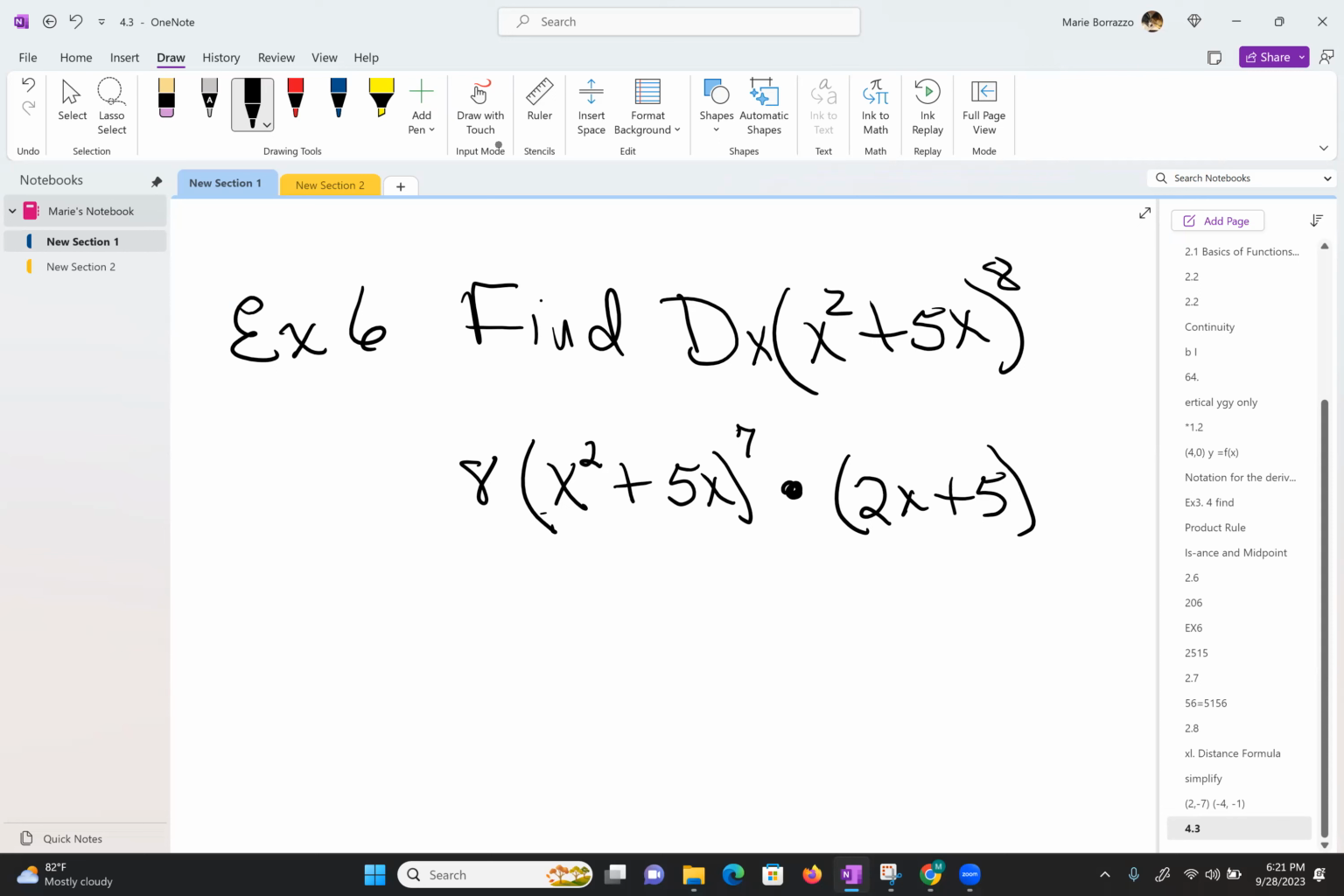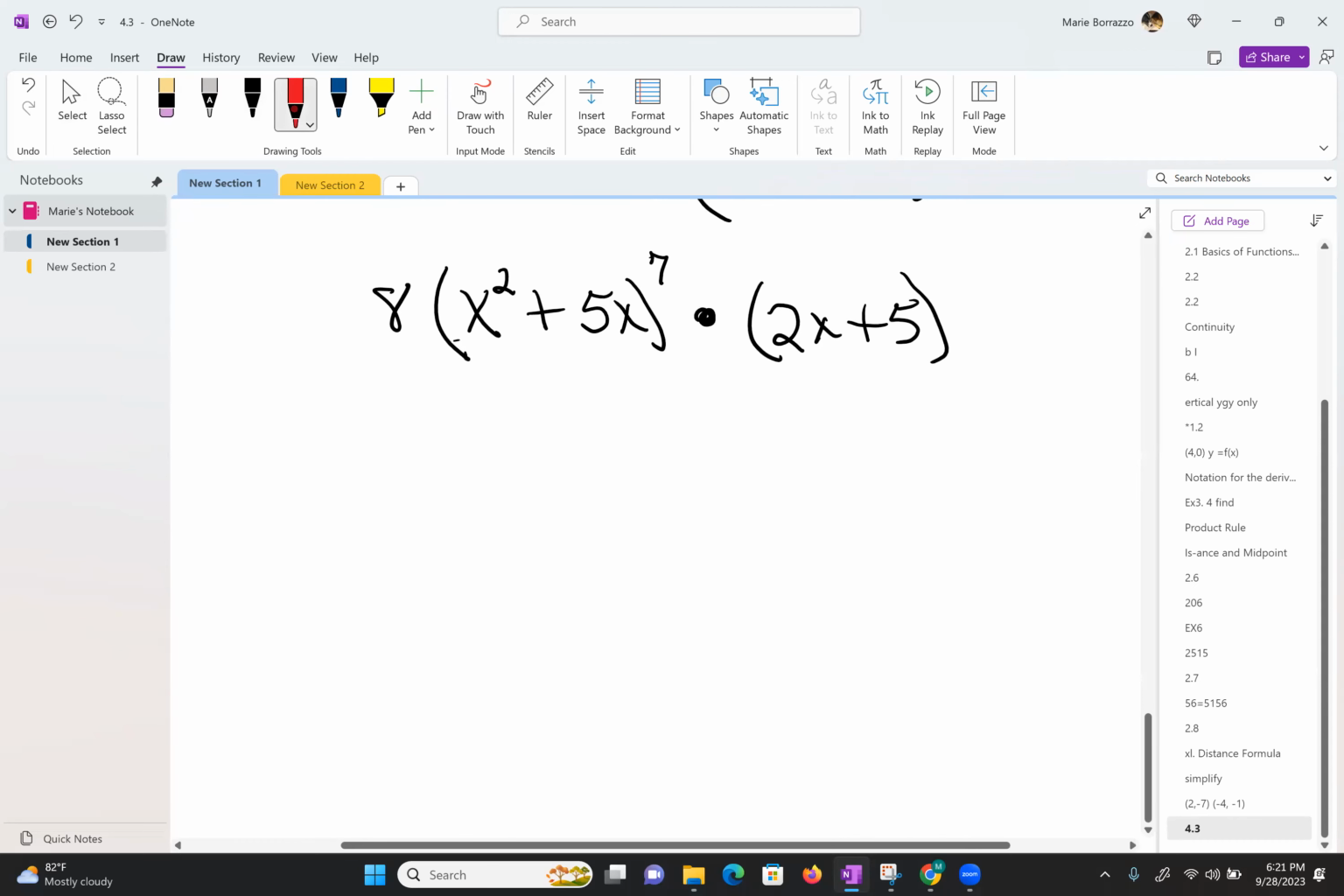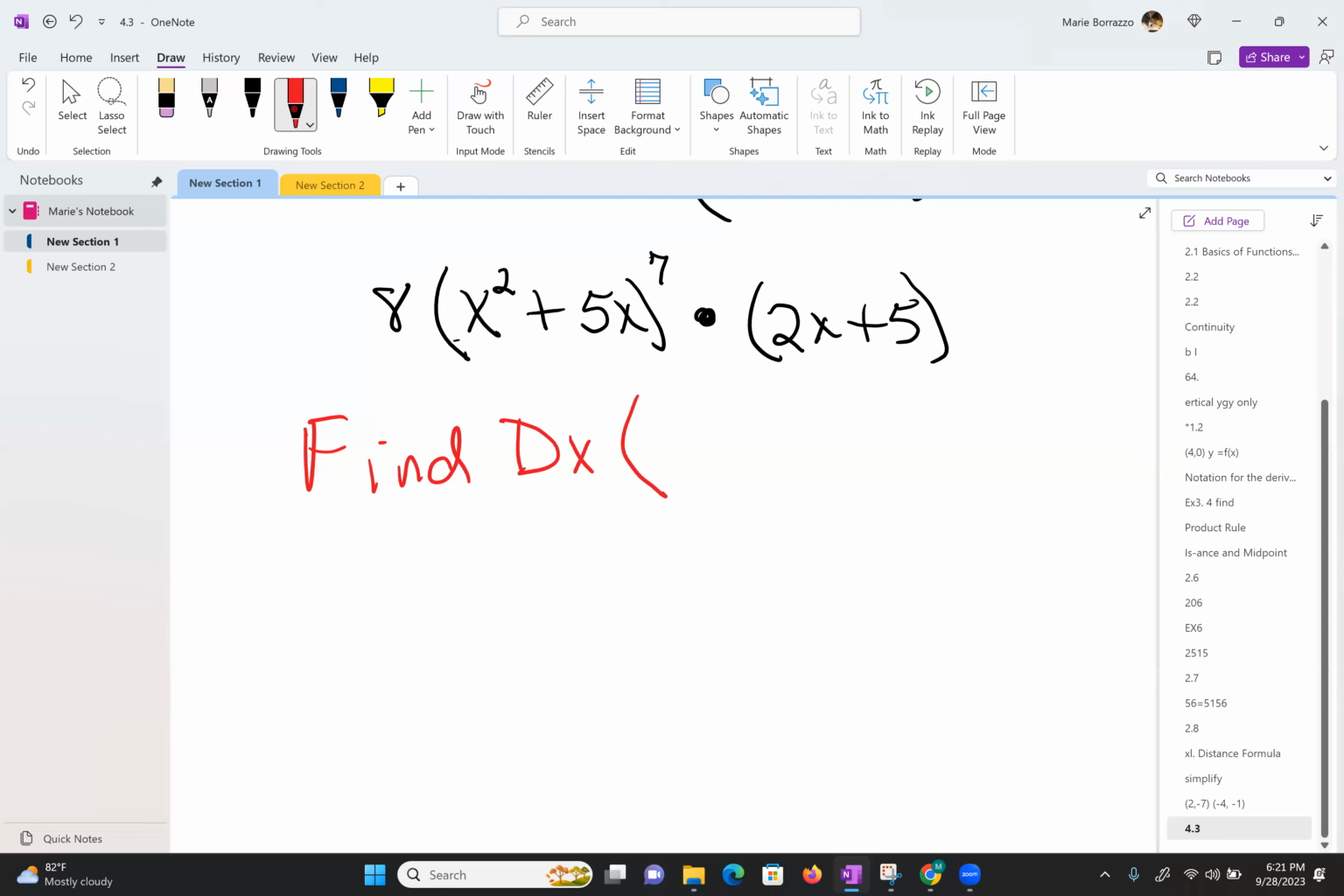What's going through your minds? Are we okay? Are we seeing the big picture? Yeah. You want another one of those? Yes. Okay, let's try another one. This is good practice. I'll do it in red. So I want you to find the derivative of x squared minus 7, and we're going to raise this to the 10th power.